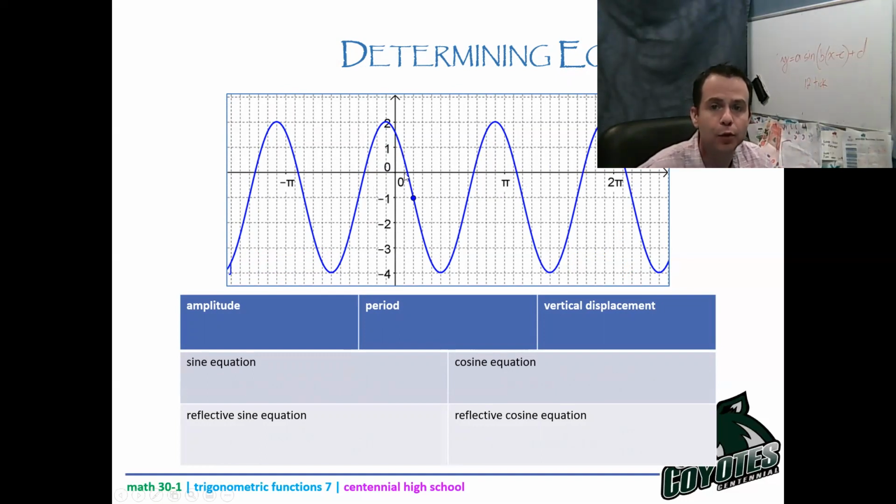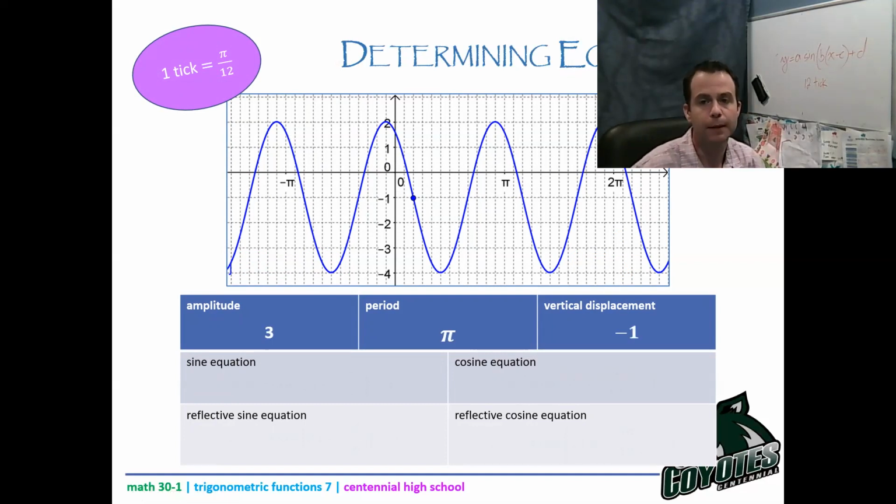So up here, I'm going to go 1, 2, 3, 4, 5, 6, 7, 8, 9, 10, 11, 12. So I know that it's 12 tick marks to pi. That tells me every tick mark is actually 1 over 12. It also tells me then that this period is pi. So I know that 1 tick is pi over 12, and I now have established that my amplitude is 3, my period is pi, and my vertical displacement is -1.